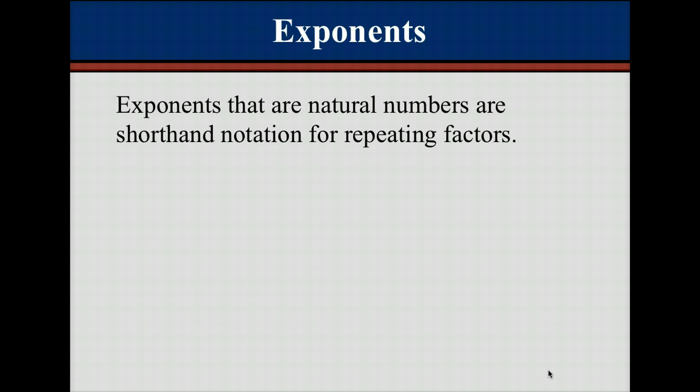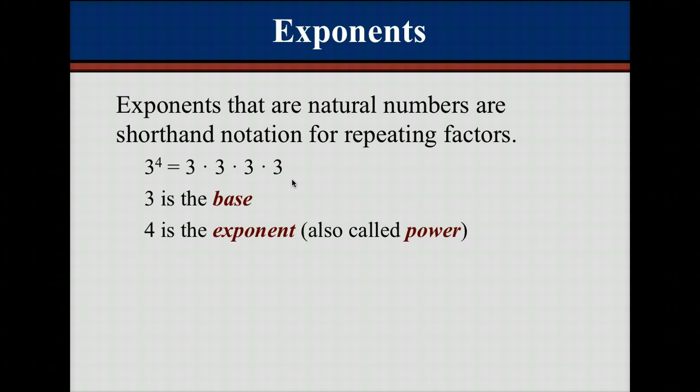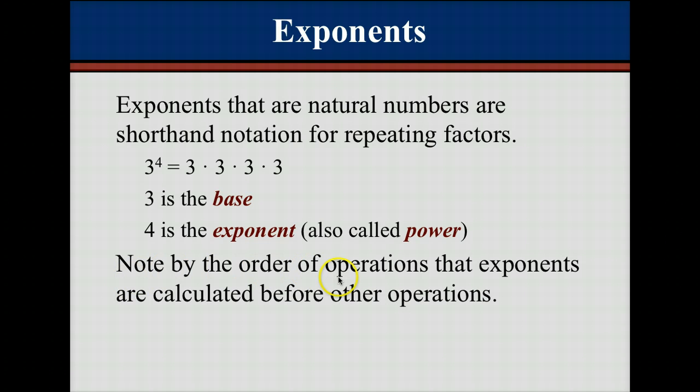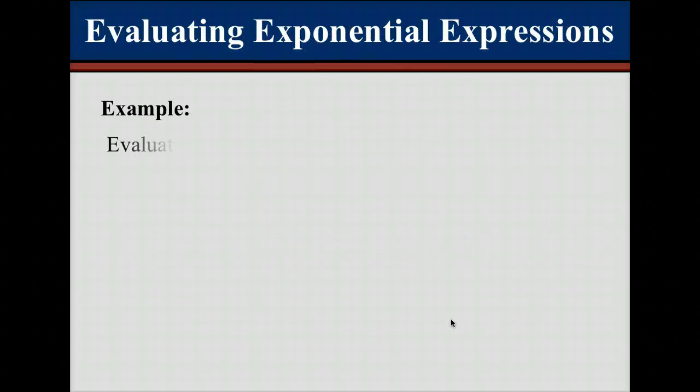Exponents that are natural numbers are shorthand notation for repeating factors. So 3 to the 4th power is just 3 times 3 times 3 times 3. We'll take this base of 3 and multiply it by itself 4 times. 4 is the exponent. It's also known as the power. And note by the order of operations that exponents are calculated before the other operations. Remember PEMDAS: parentheses, exponents, multiply, divide, left to right, add, subtract, left to right.